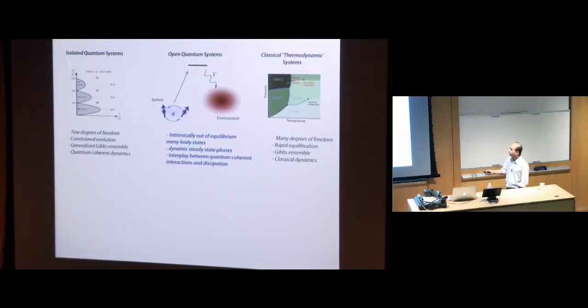So in this isolated quantum limit, I can write down a Schrodinger's equation and look at the coherent quantum dynamics. The system typically has few degrees of freedom because I can essentially trace out the environment. And the isolation from the environment has its own limitations in how the system can tend towards any kind of equilibrium. We can write down some kind of a generalized Gibbs ensemble. In the opposite limit, we can write down classical dynamics, free energies, statistical physics, and so on.